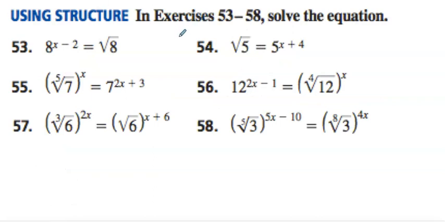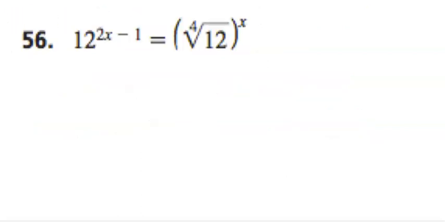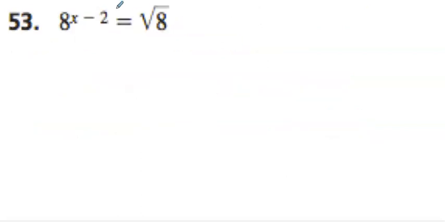And then 53 to 58, these are fun. I'm going to do 1 or 2 of them. I think I'll do 2 of them with you, and then we'll let you guys do them yourselves. So now we're extending the rules, and we have square roots here. So let's rewrite this. So we have 8 to the x minus 2.